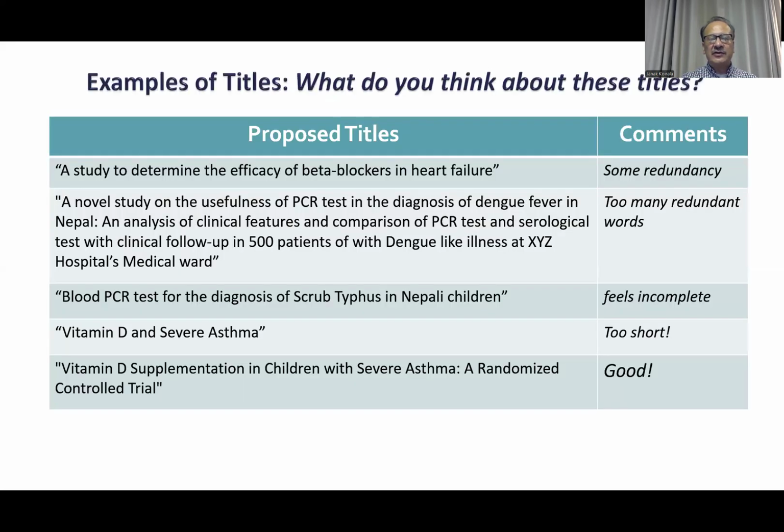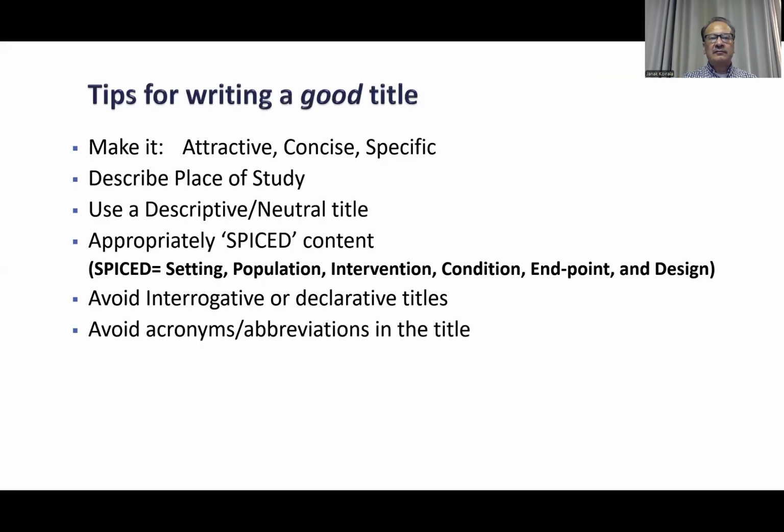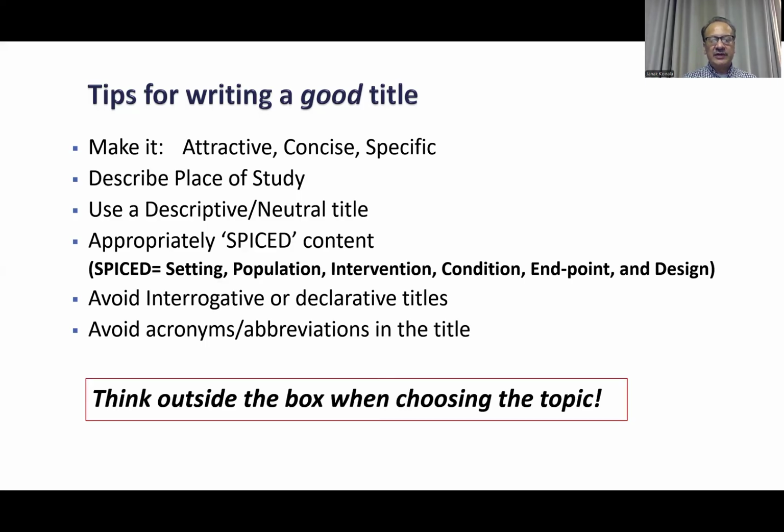And then make sure that your title is good, not too redundant, not incomplete, not too short, but make it nice, succinct, yet complete, like the last one in this case. So make it attractive, concise, specific, appropriately spiced. We have learned in detail in the components of research proposal: setting, population, intervention, condition, endpoint, and design. Those are the different components of a good title. And don't use interrogative or declarative titles.